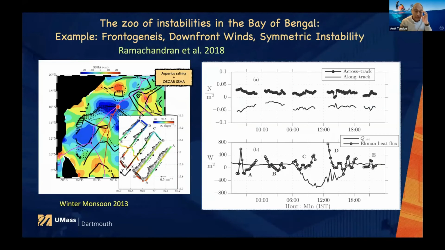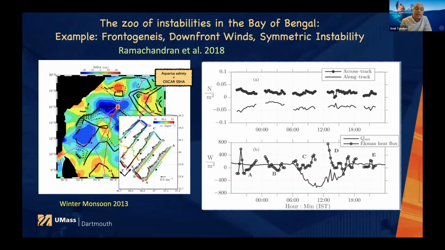Another example I would give, and this has been published, so this is more easily accessible. This is a case in which we were out in the winter monsoon 2013, on the Roger Revelle. Where you see the central box, we did a radiator pattern with Revelle. So these are sections AA, BB, CC, etc. And again, we have heavier fluid on the south side and lighter fluid on the north side in general.